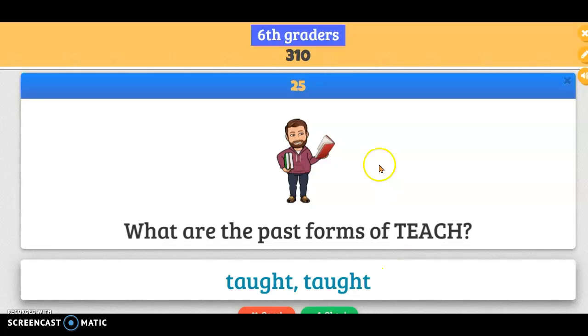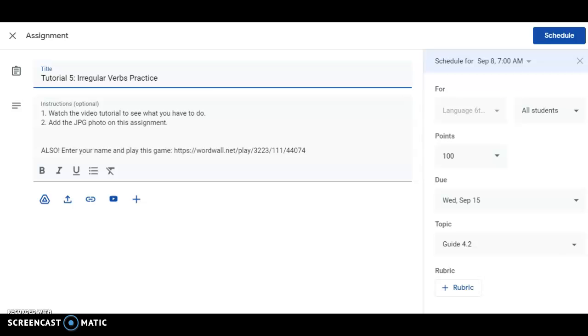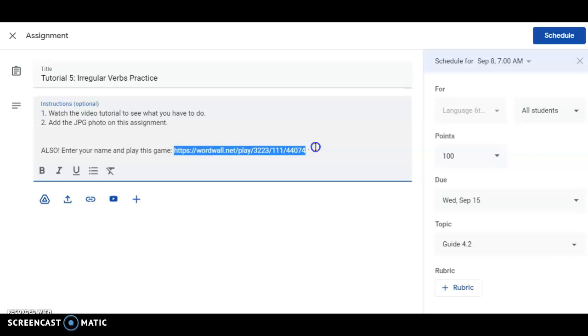Now, I want you to take a photo of this chart and upload it to Classroom. Also, I want you to open this game, which is here, wordwall.net. Enter with your name and play this game to practice more. I'm going to check the picture and that you have played this game.